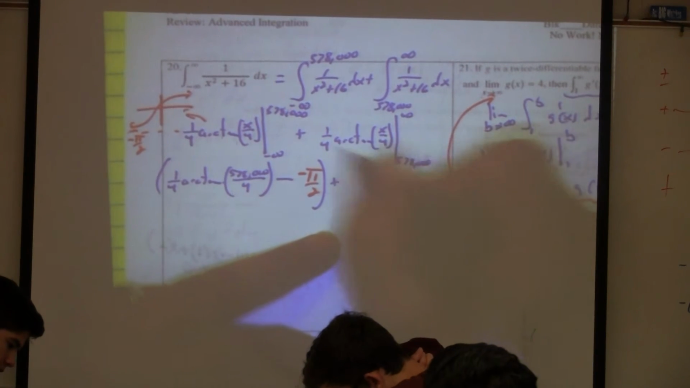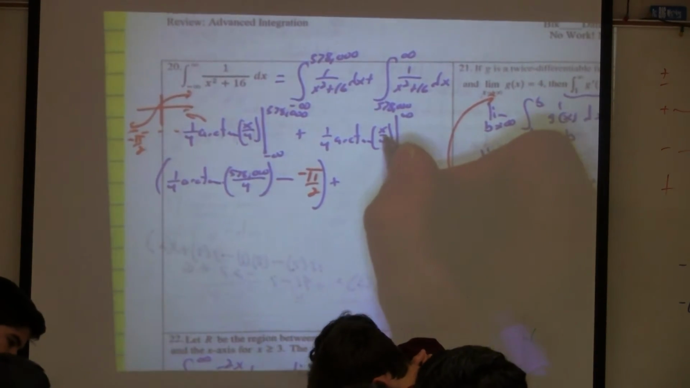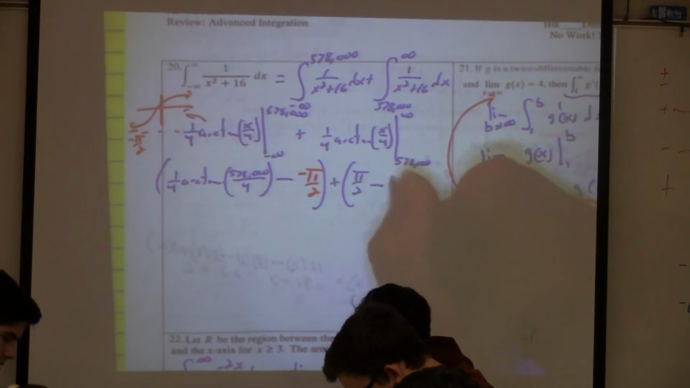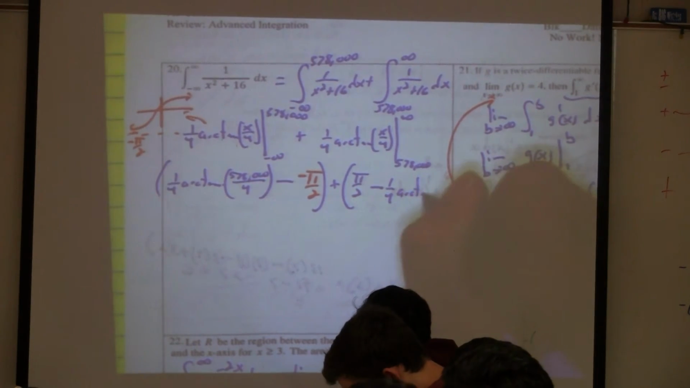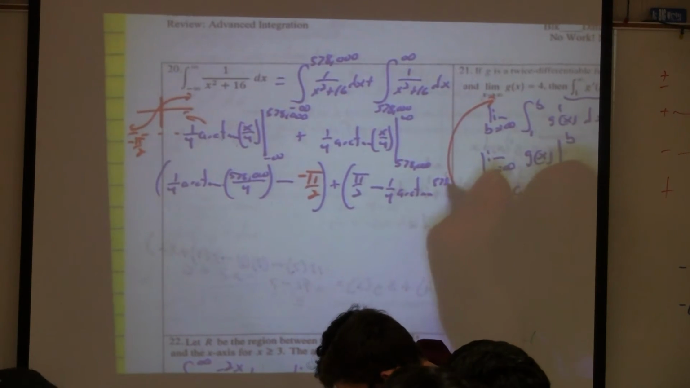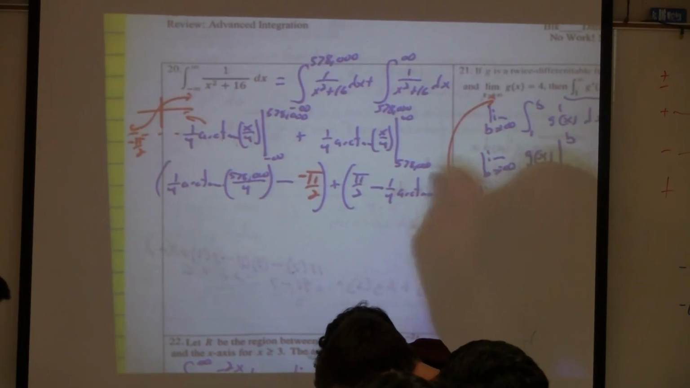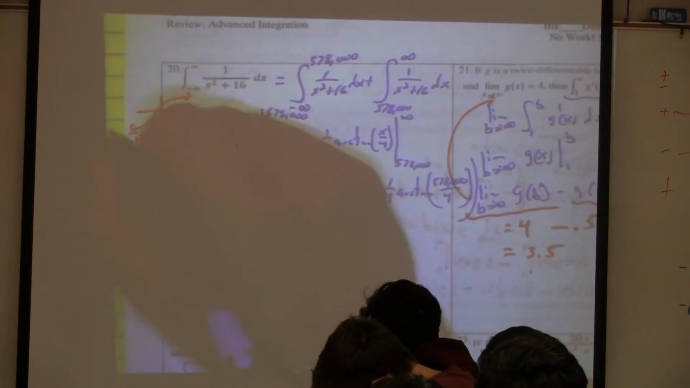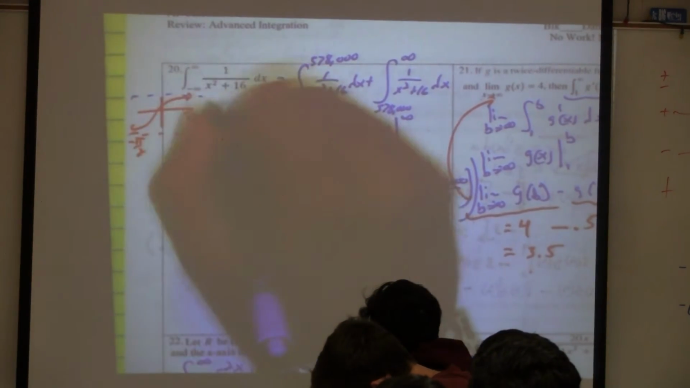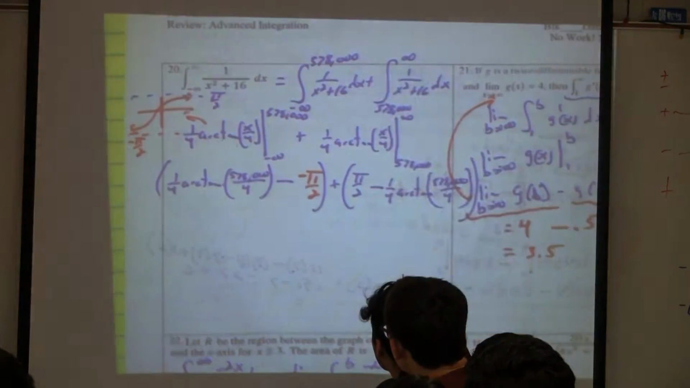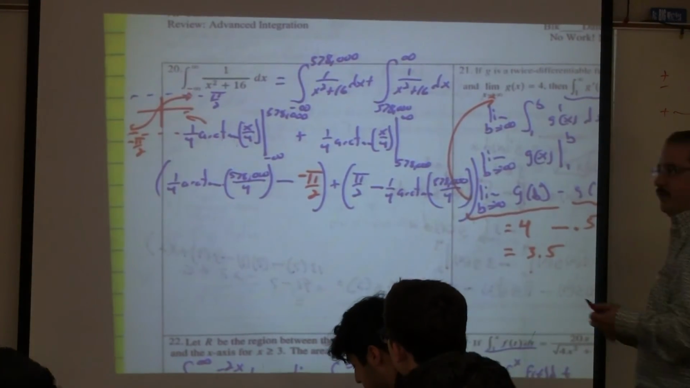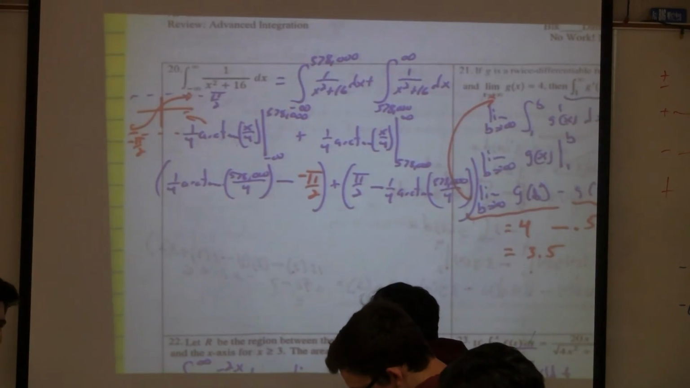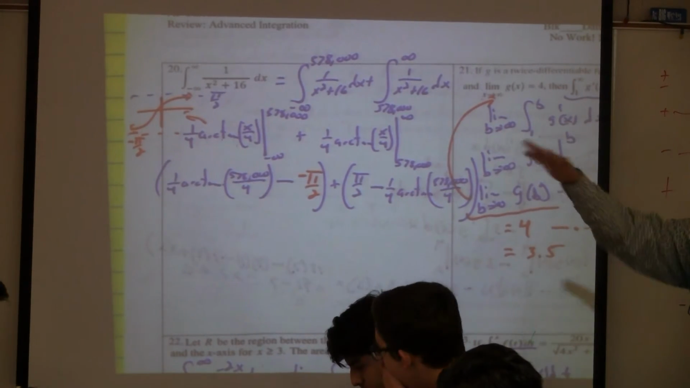Plug in infinity. What's arctangent of infinity? Pi over 2, right? Minus 1/4 arctangent of 578,000 over 4. Where did I get the pi over 2? Because as I go to infinity, the graph of arctangent approaches that horizontal asymptote. So when you're trying to find the value of something at infinity, sometimes you have to reference the graphs and see what they are doing.